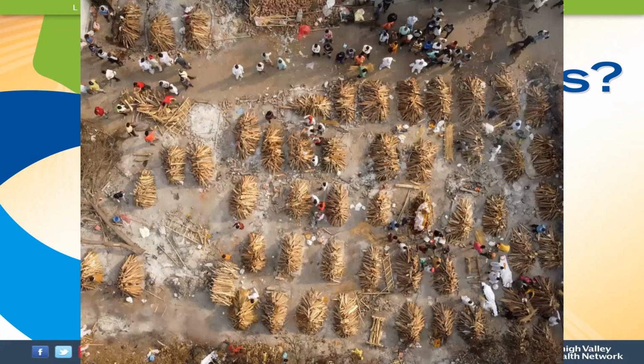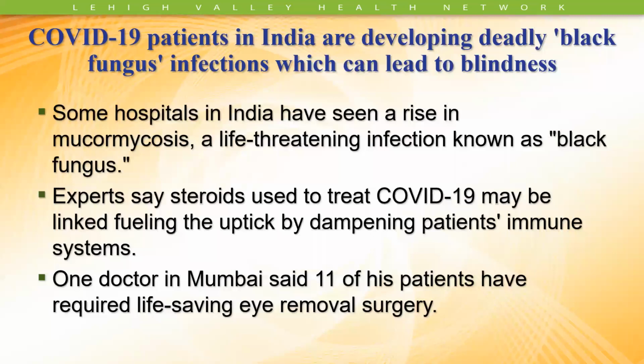This is a very grim scene. In India, when someone dies, they need to be burned within 24 hours. And this is an area where they have all these individuals stacked with wood, and they're going to burn them. At one point, they were actually running out of wood because they were burning more bodies than they could accumulate wood and cut down trees and so on in order to use for these burials. So it's very, very grim in India.